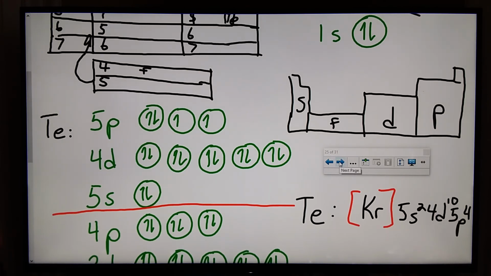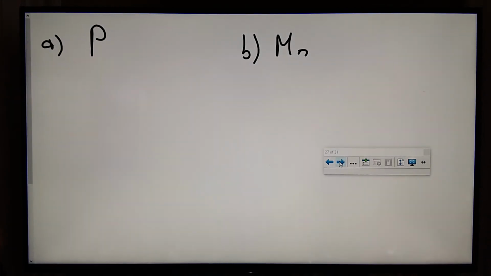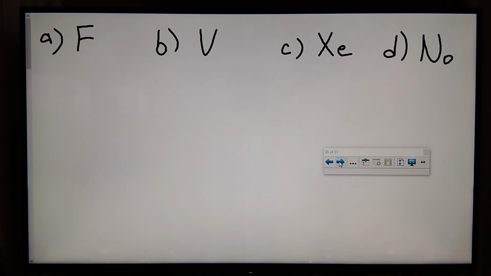Now that I've showed you that, you can practice a few. So you've got phosphorus, manganese, bromine you can try, mercury, and then finally these 4: fluorine, vanadium, xenon, and nobelium.